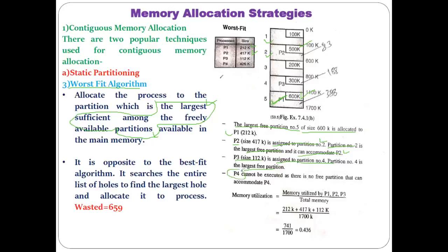Now P4, what is the P4 size? 426K. It cannot be executed because there is no free partition that can accommodate P4. There is unused space available which is more than 426K, but that unused space is not contiguous. That comes under the category of external fragmentation.